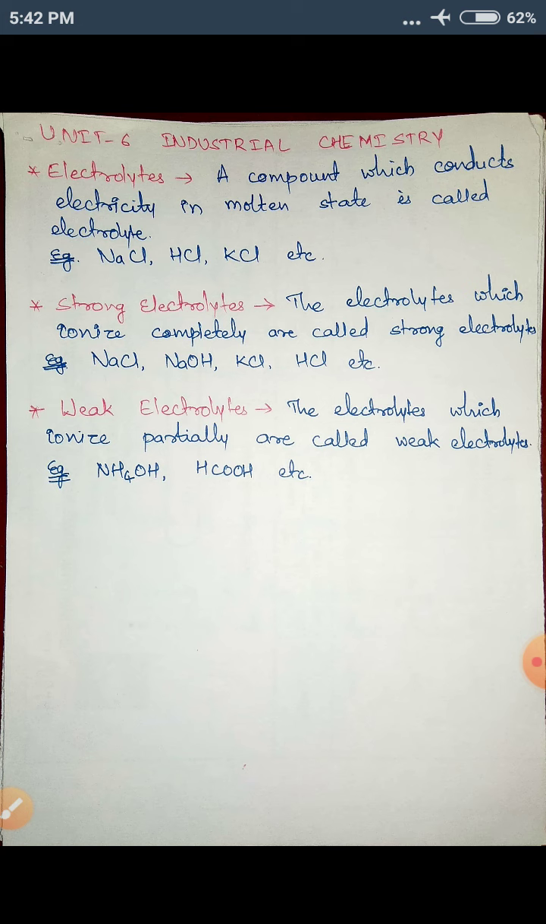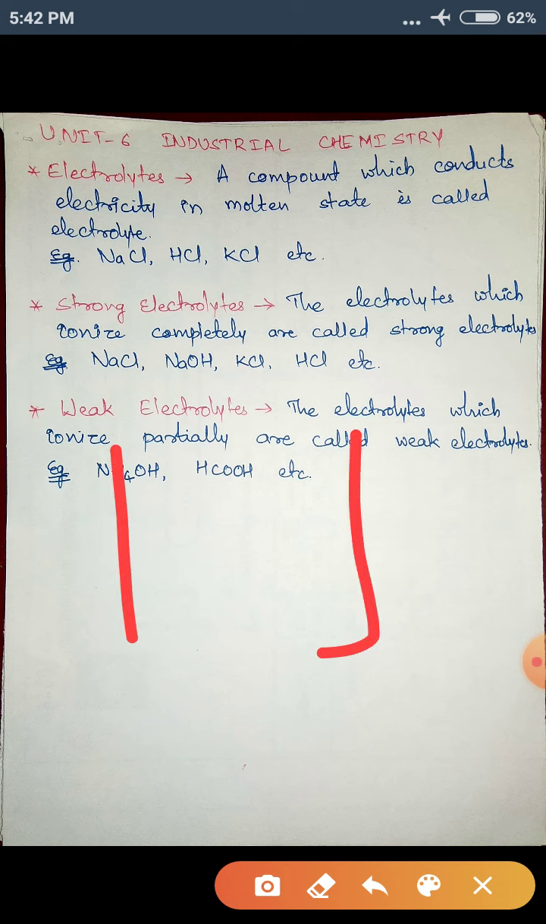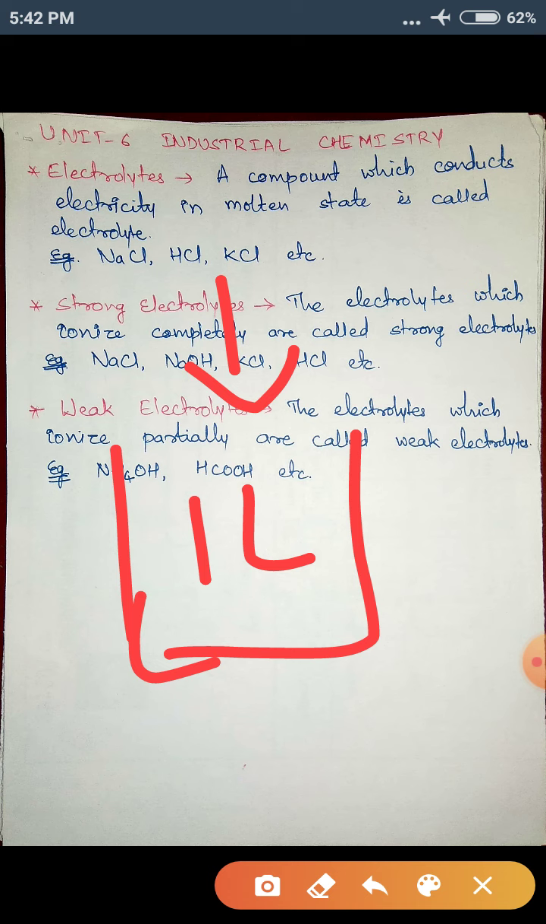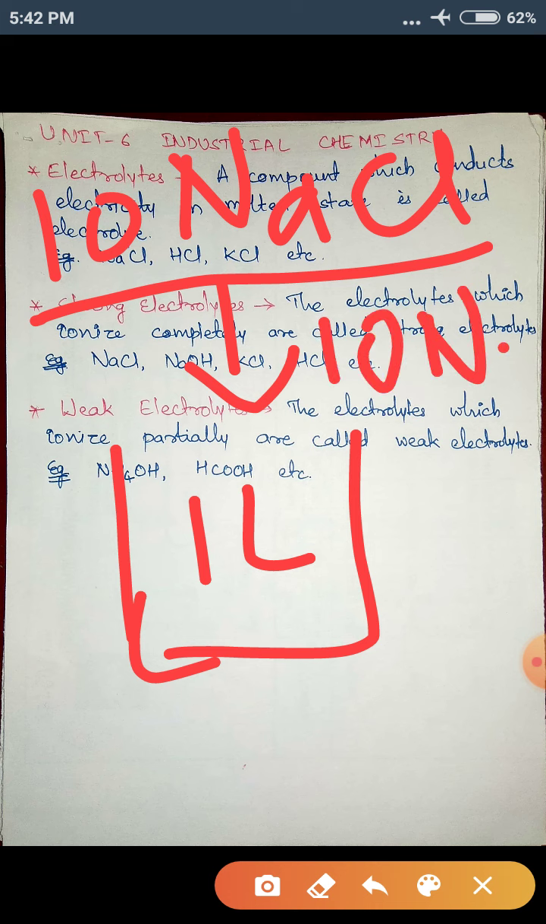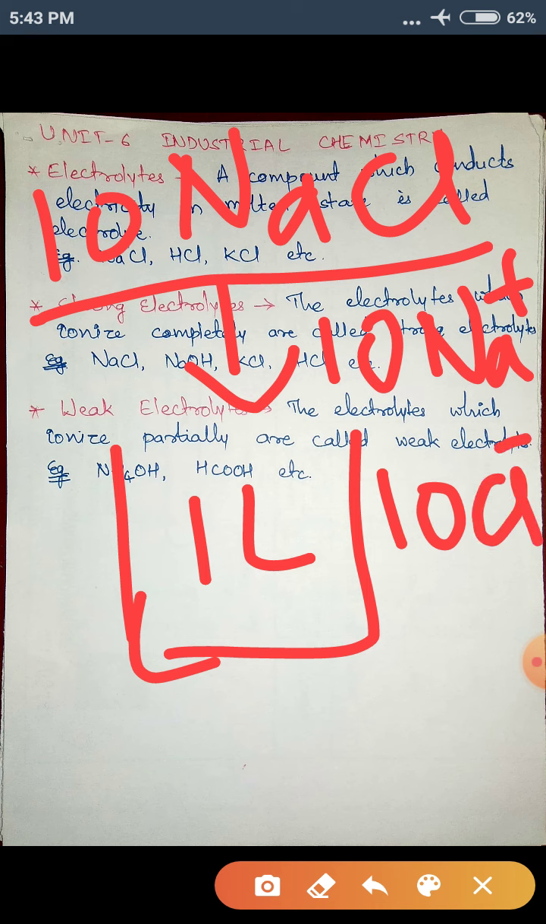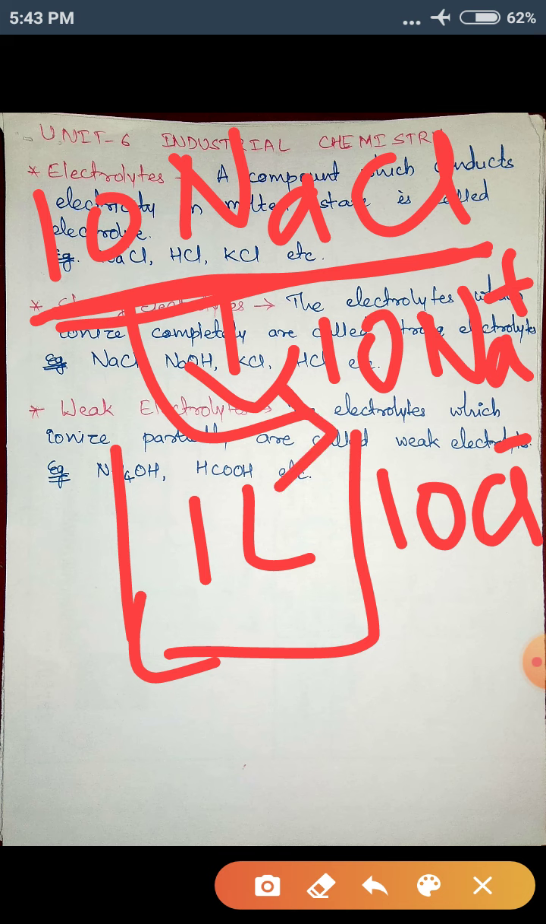Because, say I have 1 liter of water, and to this I add 10 molecules of NaCl. What happens when I add 10 molecules of NaCl? I get 10 molecules of Na plus and 10 molecules of Cl minus. So all 10 molecules are undergoing ionization. Even if I add 20 molecules, I'll get 20 molecules of Na plus and 20 molecules of Cl minus. So ionization is complete.